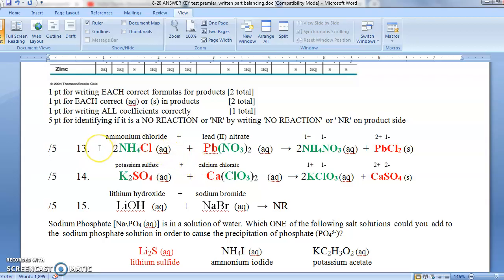That takes care of going back to make sure 13 was balanced and corrected. And we go to 14. And we have 14 completed as well. 1 calcium, 1 calcium, 2 chlorates, 2 chlorates, 2 potassiums, 2 potassiums.